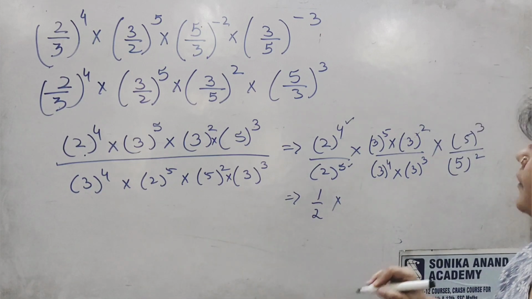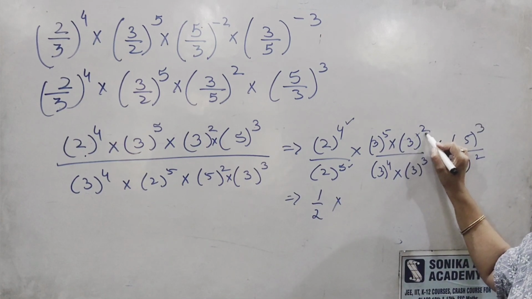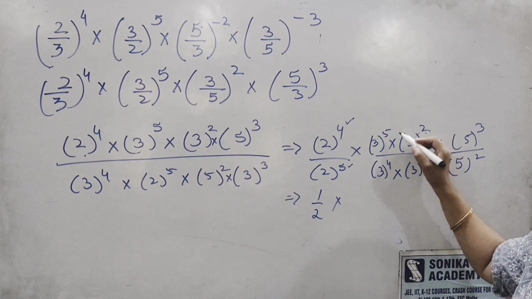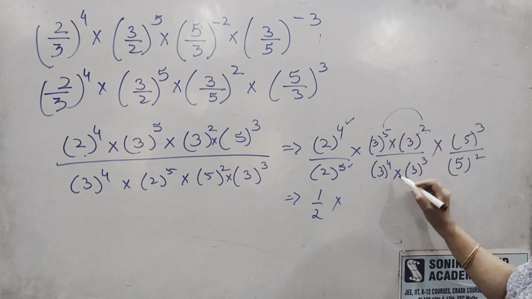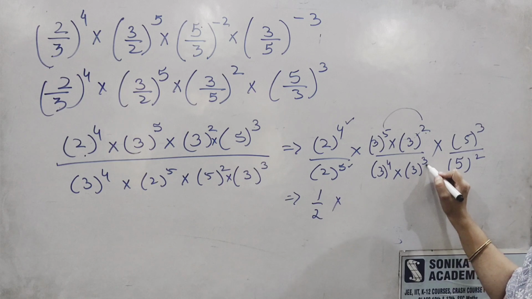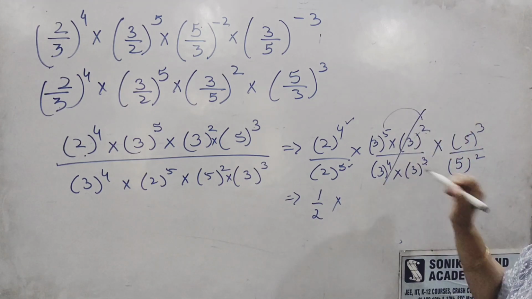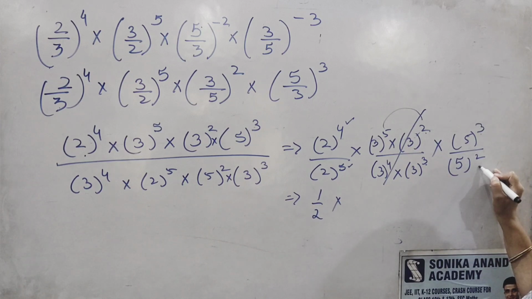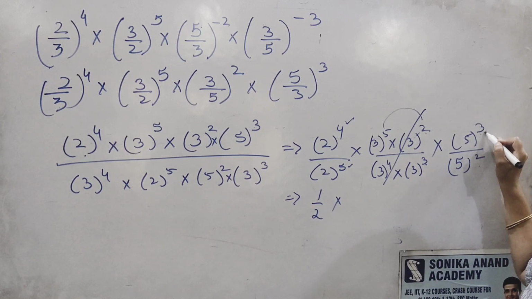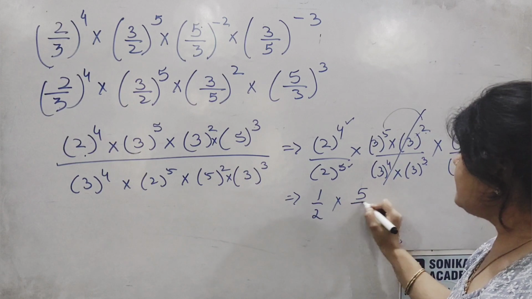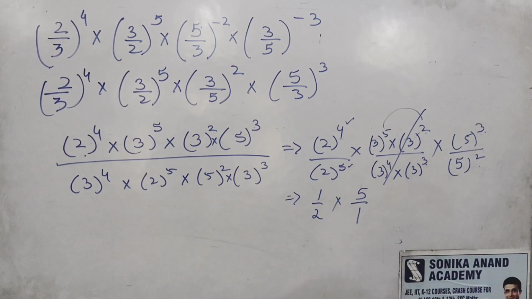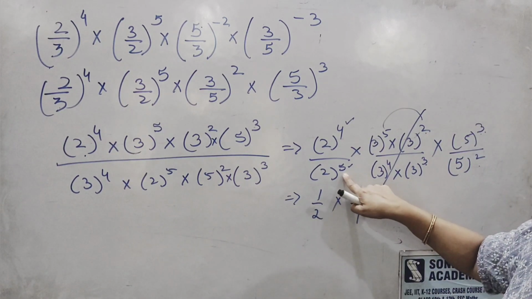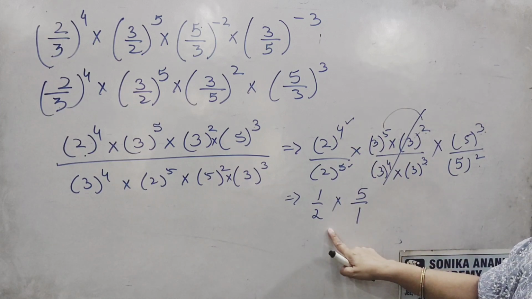Clear? Now, here 5 plus 2 is 7, 4 plus 3 is 7. All get cancelled. Similarly, 3 and 2, so this is 3 more. So we write 5 over 1. Here, 5 is more, so we write 1 over 2.